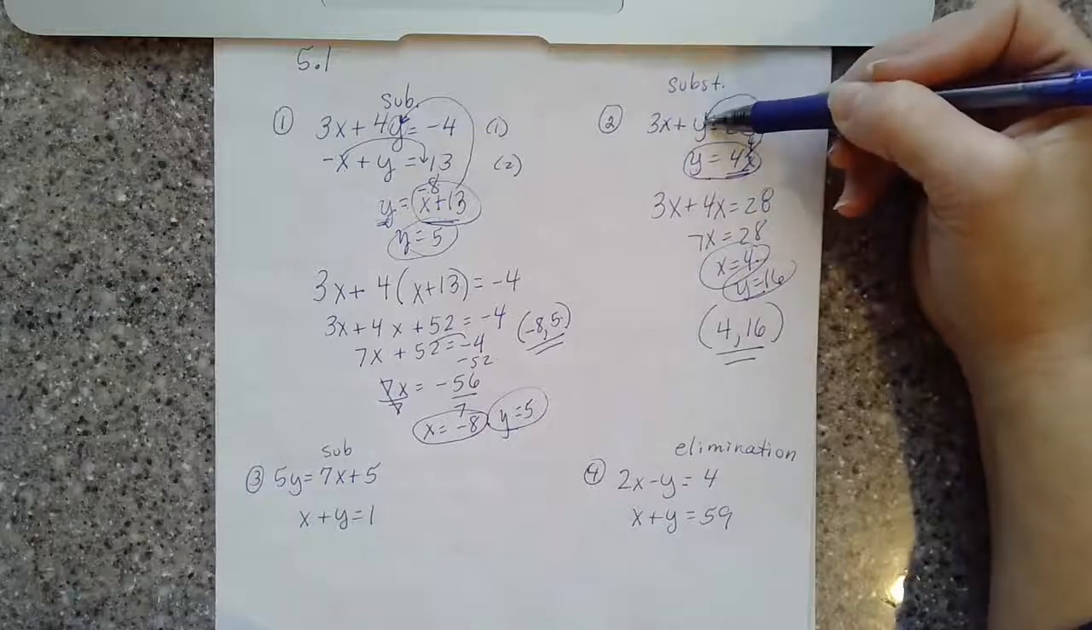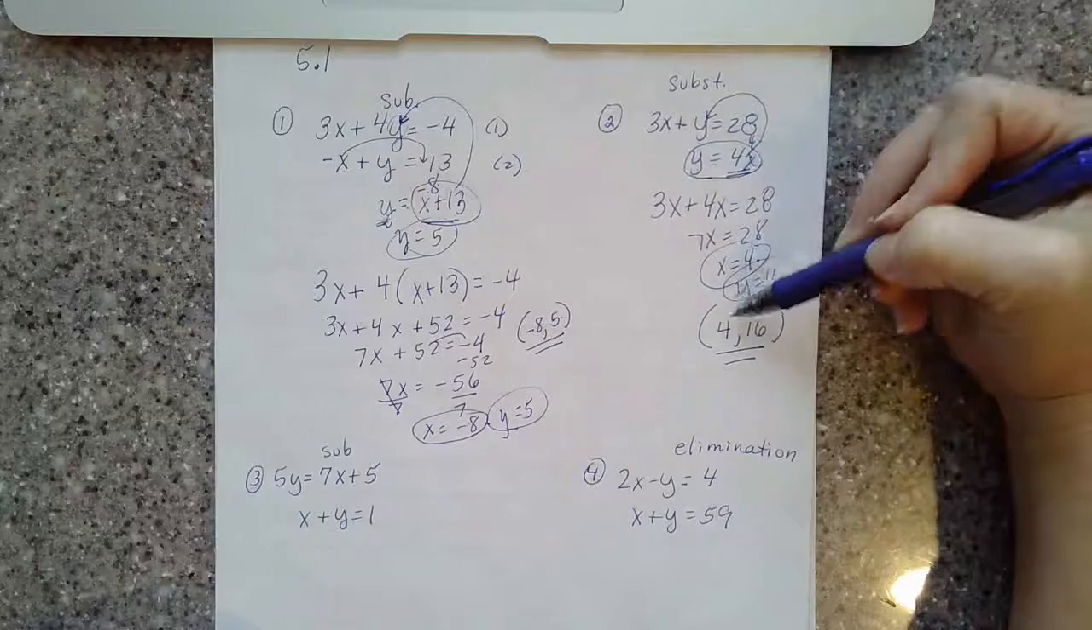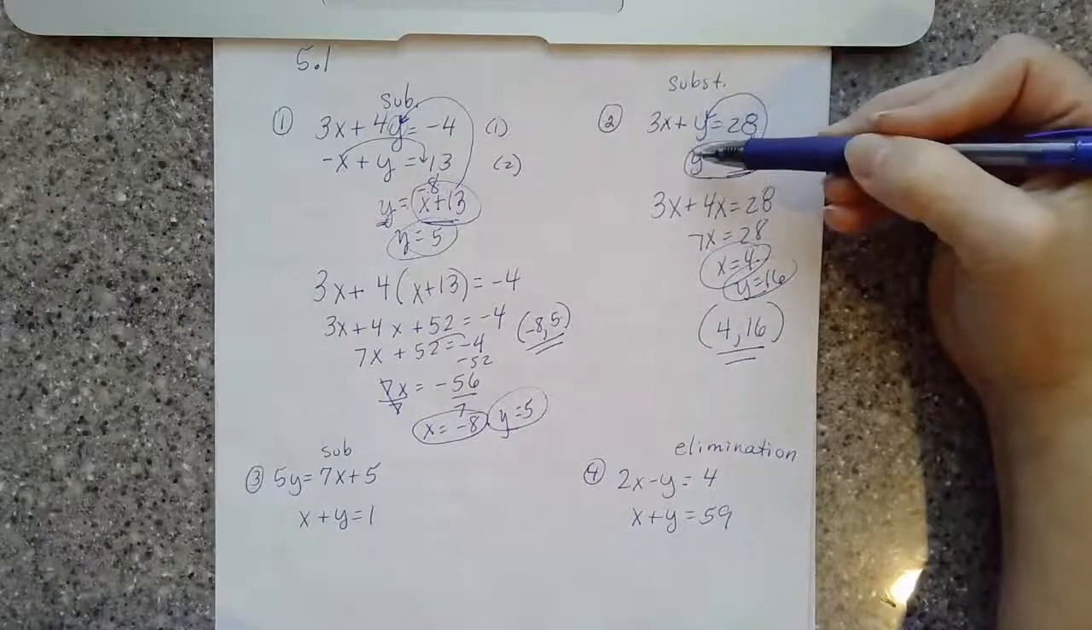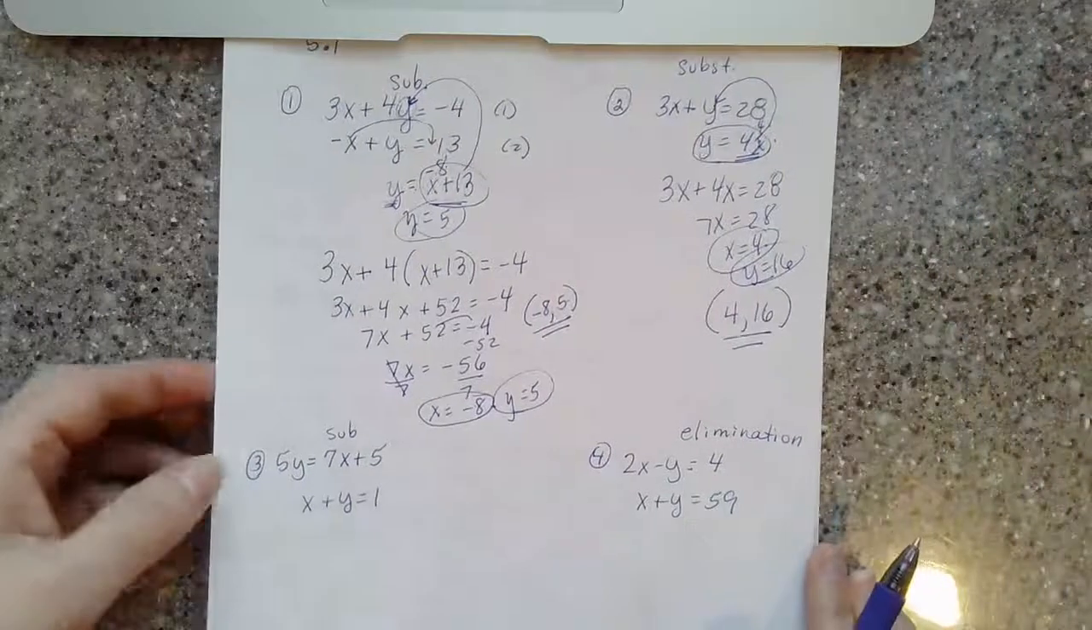Also, if I plug in 16 here and 4 here, that is also true. 16 does equal 4 times 4. So it works for both. That is the whole idea of solving systems: the one point that works for both.